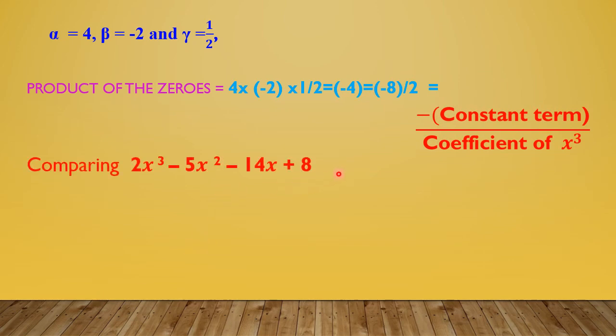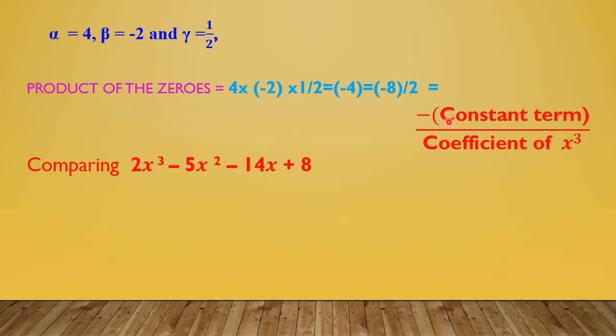See, we are comparing it. What are we getting? We are getting it equal to minus 8 by 2. Now minus 8 by 2 means minus of constant term upon coefficient of x cubed. So we get minus 8 by 2 means constant term upon coefficient of x cubed.